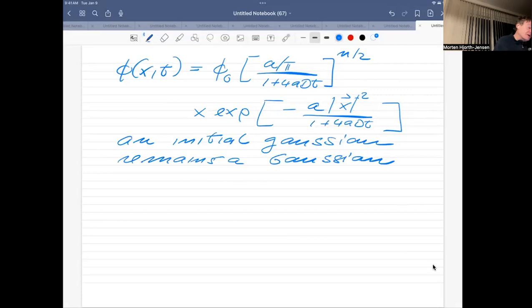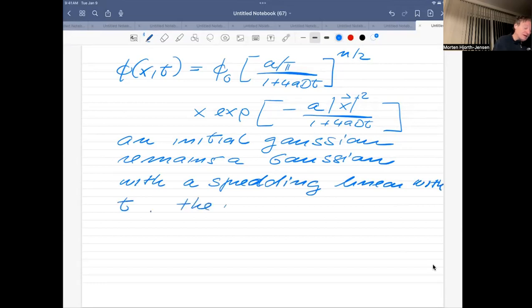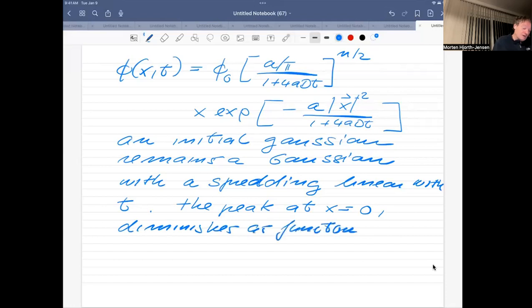It remains a Gaussian with a spreading which is linear in t, and the peak, which we see at x equal to 0, drops with a speed, or diminishes, or spreads out, as a function of t to the power of minus 1/2, which is seen in this quantity which you have here, and the quantity which you also have here.